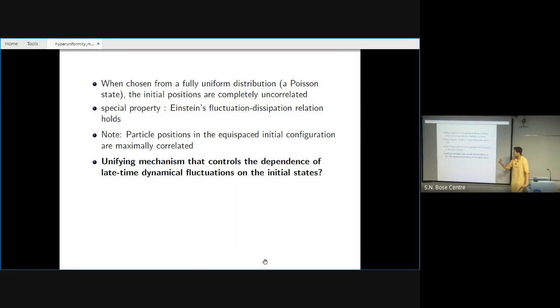Yeah, but what I'm talking about, when I say that particle positions are maximally correlated, understand in this manner that if I fix the position of the first particle, then I've essentially fixed the position of the last particle, because each particle will just be equispaced from its neighbors. That is not the same as density fluctuations.